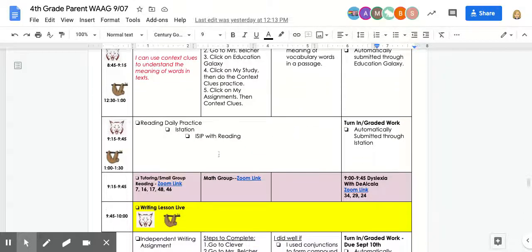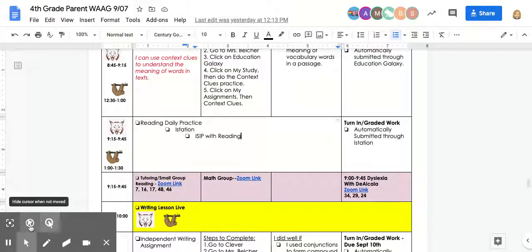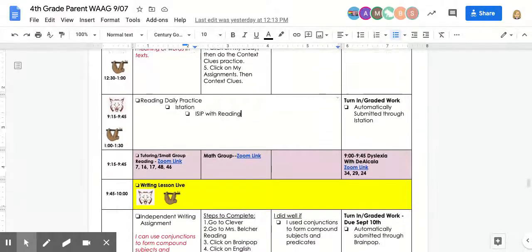Okay, friends? If you notice, this says 9:15 to 9:45. Then we have tutoring at 9:15 to 9:45. If you're in a tutoring group, you do not have to do your iStation that day. If you're in a tutoring group and you show up for tutoring, you do not have to do your reading daily practice that day. It's one or the other. So if your number's not listed, then you don't need to show up for tutoring. You don't have tutoring that day. You do have to do iStation.